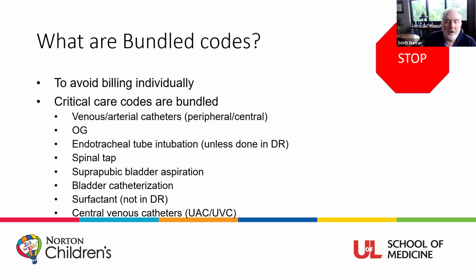So I mentioned bundle codes. The idea of bundle codes was to avoid billing individually. Our critical care codes are all bundled. These are elements that are bundled: your peripheral venous catheters, your OG tubes, your intubation, spinal taps, bladder aspirations, bladder catheterization, surfactant, central venous catheters, UACs, UVCs. So you can't bill independently for those using a global code.